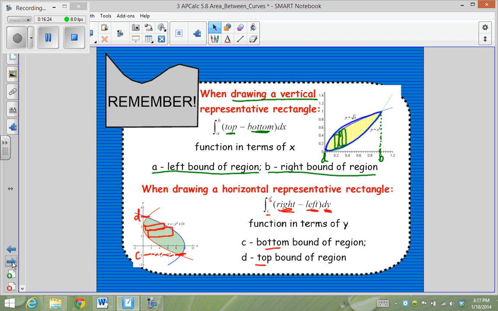Back to our pictures. Don't forget, if it's going to take vertical rectangles, you want top minus bottom with your widths going from the left over here to the right over here. If you have a horizontal rectangle, then you want to go from bottom right here to top. Rectangles lying horizontally. Everything on this second one is done in terms of y. Everything on the first one is done in terms of x. Things that you've got to get down, be sure you've got this copied down in your notes.